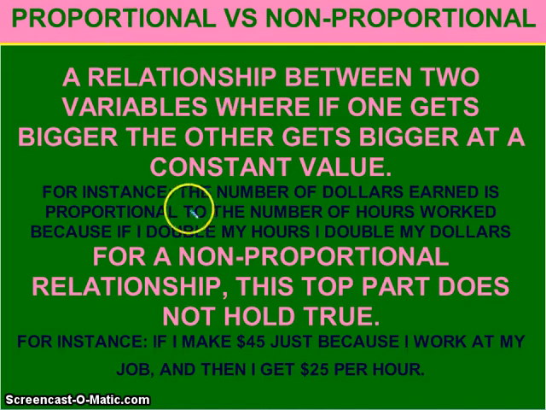Now, for instance, this one makes it a little bit more clear. The number of dollars earned is proportional to the number of hours worked, because if I double my hours, if I work twice as many hours, I also double the amount of money that I get. Yay for working double hours. Okay, so double and double. If I triple it, I triple it. If I add another hour, the other value goes up by something. If I add 2 hours, it goes up by the same value that it did when it went up by 1 hour. Okay, or a value that is proportional.